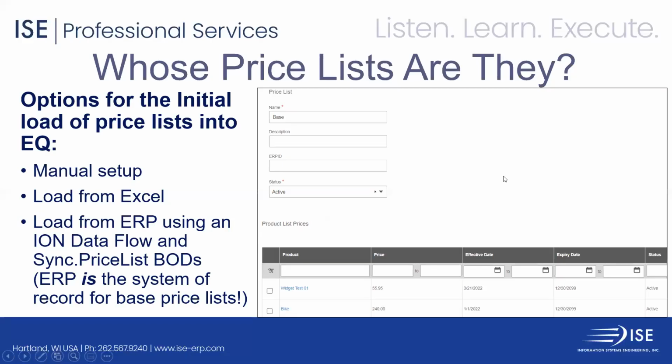Time to talk a little bit about pricing. We talked about who owns the product information. What about the base price list? Again, that was something that you should load from an ERP such as XA. So it would have a sync price list BOD, and that way you could get a base price list going into EQ.